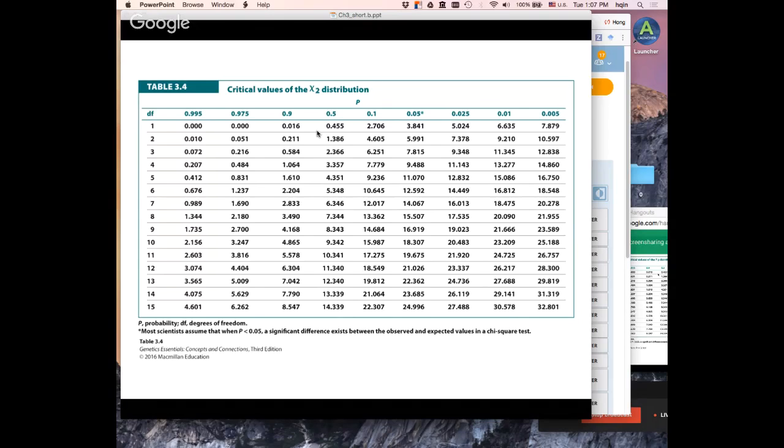Okay, let's do this one. If I change this one to 175 and 10, let's do this exercise again. So that should be 175 minus 100, and this should be 10 minus 100. So those should be different. Why don't we find out a chi-square value for this?